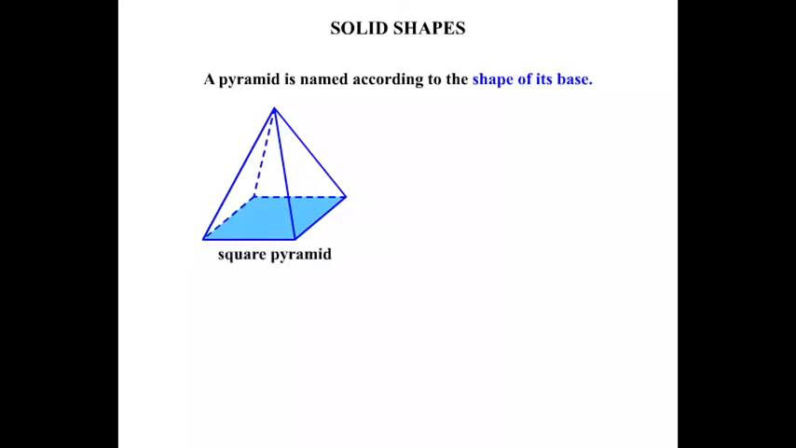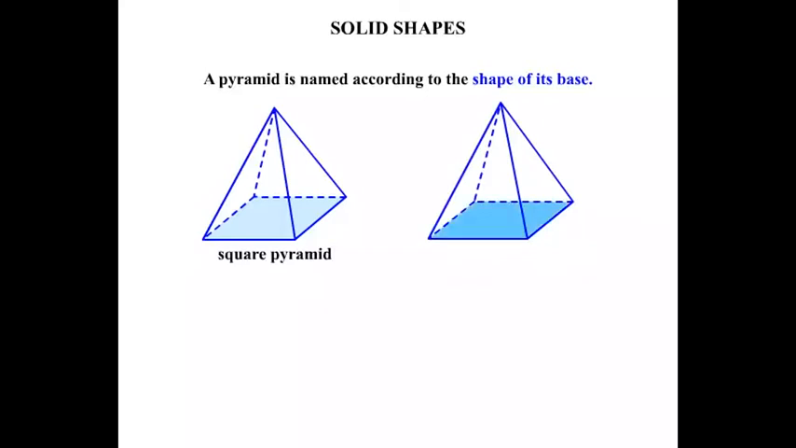Now let's move on to a pyramid. A pyramid is named according to the shape of its base. If we look at that particular pyramid, the base is a square, so we call that a square pyramid. Even though it's drawn at a different angle, because that's a perspective drawing, we'd realize the two sides are the same, the length and the breadth, hence a square pyramid.